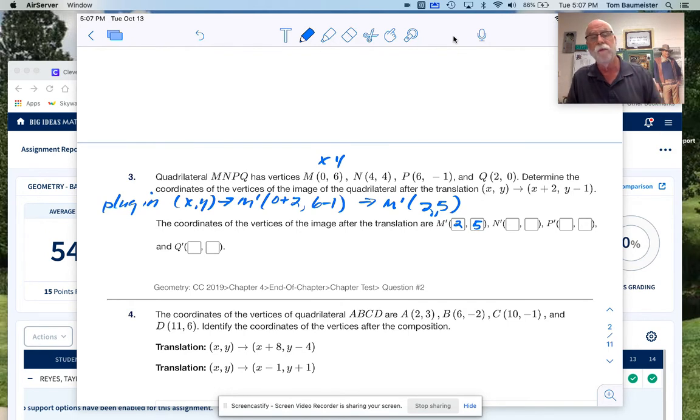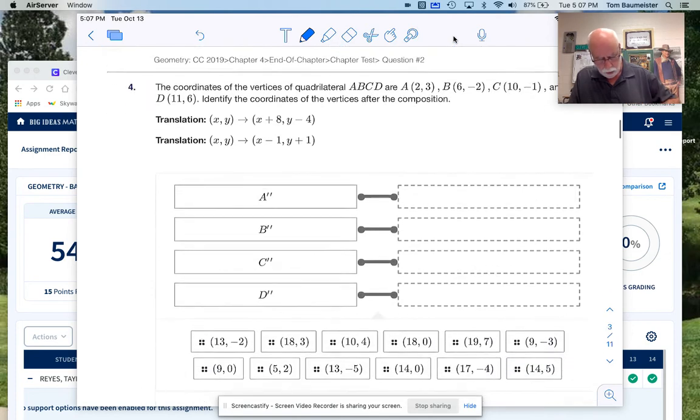You're going to do the same for N. So 4 plus 2, 4 minus 1, etc., etc. If you do that, then you should get, for N prime, (6, 3). For P prime, you should get (8, -2). And for Q prime, you should get (4, -1). Okay, so you should be able to do those. Okay, number 4.